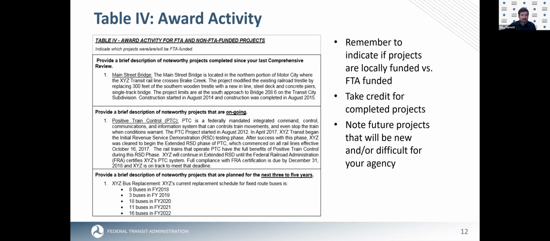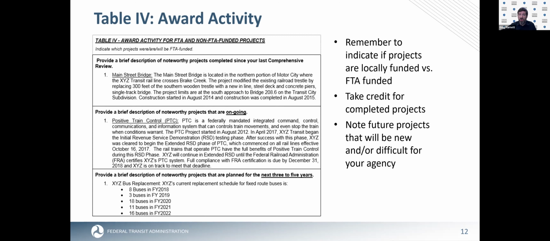Great, so moving on to the next table, award activity. So this really asks for 3 different things. The first is a brief description of any noteworthy projects that you've completed since your last triennial review. The second is a description of any noteworthy projects that are presently ongoing. And then finally, you can probably see where we're going. We'll ask for any noteworthy projects that your organization is planning to undertake within the next 3 to 5 years.